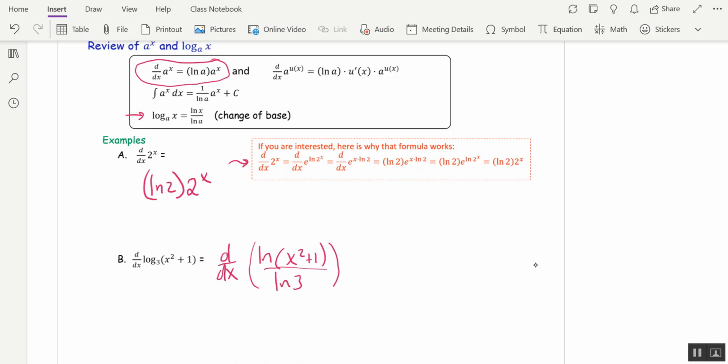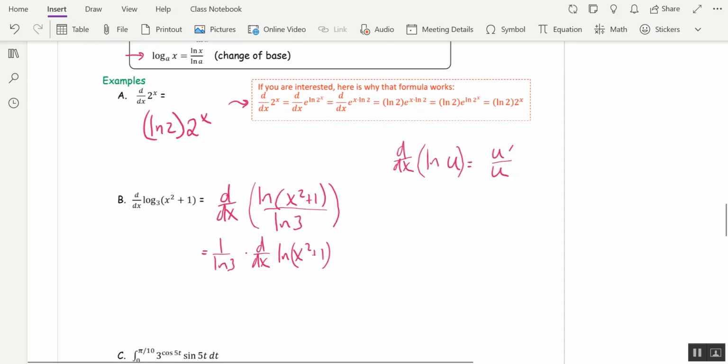Okay, now we can take the derivative using d by dx of ln of u is u prime over u from the first page. Now, don't use the quotient rule. ln of 3 is a constant. So this is 1 over ln 3, and then we want the derivative of ln of x squared plus 1, which is 2x over x squared plus 1. And then I can either multiply out front by 1 over ln 3, or I can put parentheses here and put the ln 3 downstairs inside of this fraction.